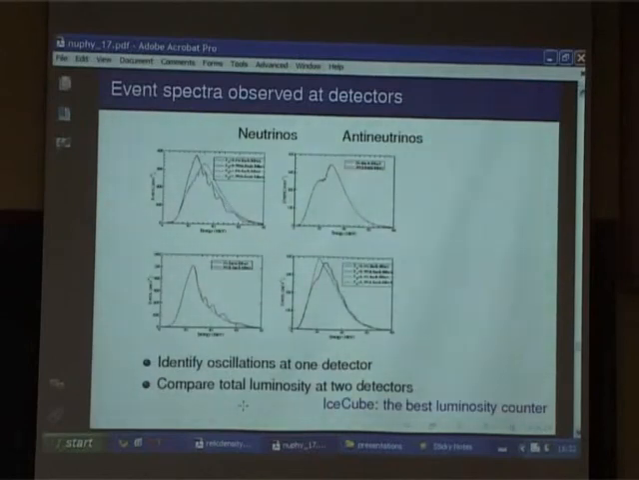Super-Kamiokande cannot do this, because Super-Kamiokande will receive 10,000 events, which is 10,000 plus minus 100 statistically. That's 1%. This group can do much better. So this is 3 million.